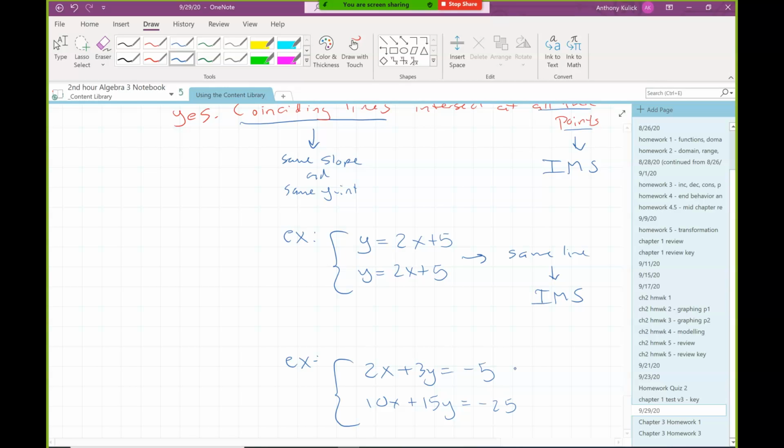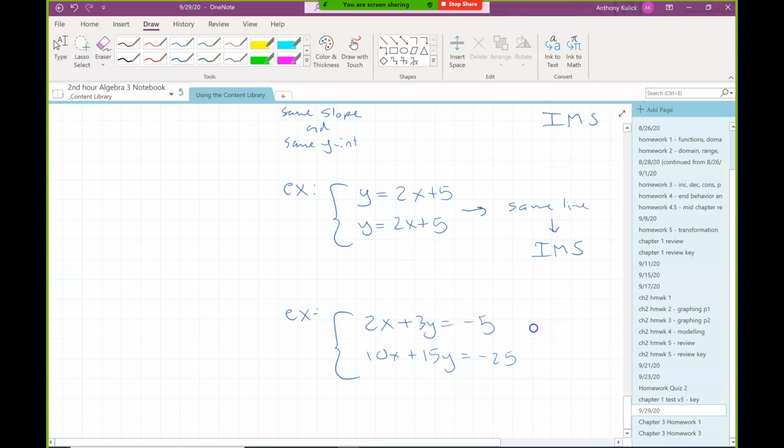Are these two lines the same line? Yes, how can you tell? Okay, what do you mean by that? Okay, so basically what you're saying is that equation B is 5 times equation A. Good. There's infinitely many solutions.